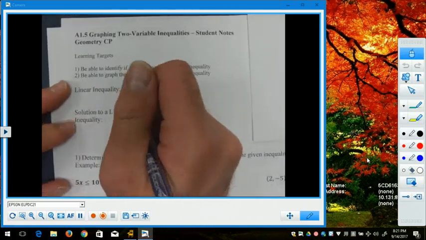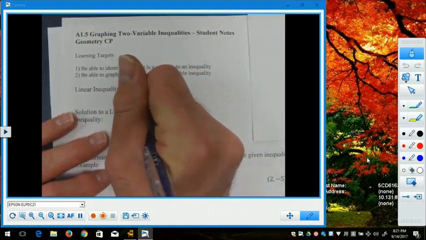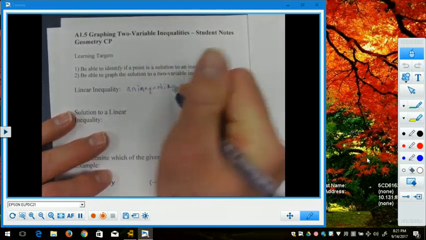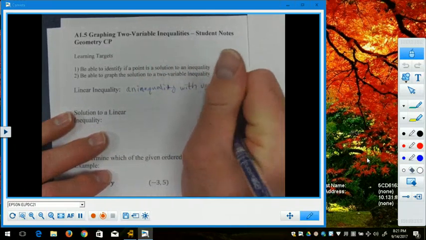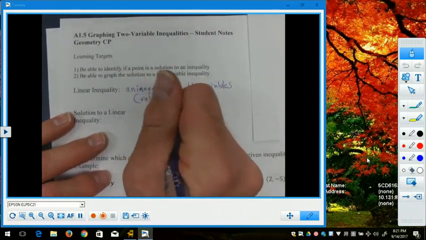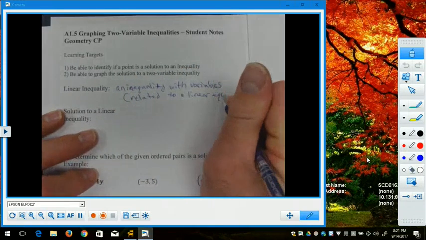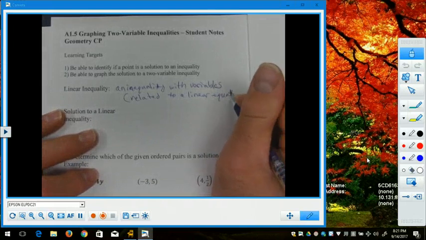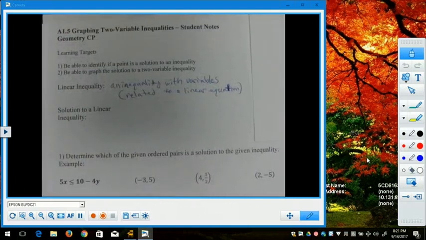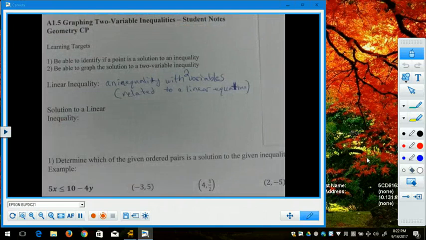A linear inequality is an inequality with two variables related to a linear equation.